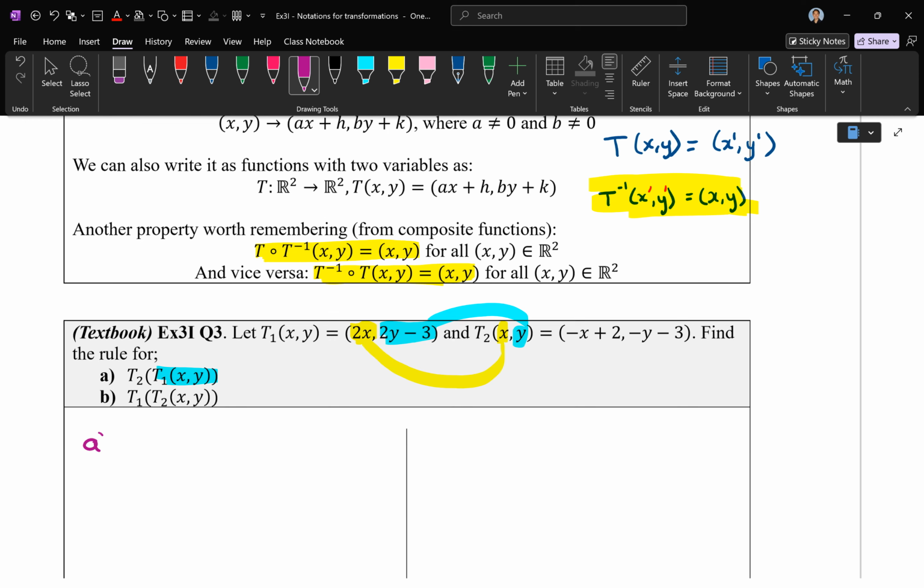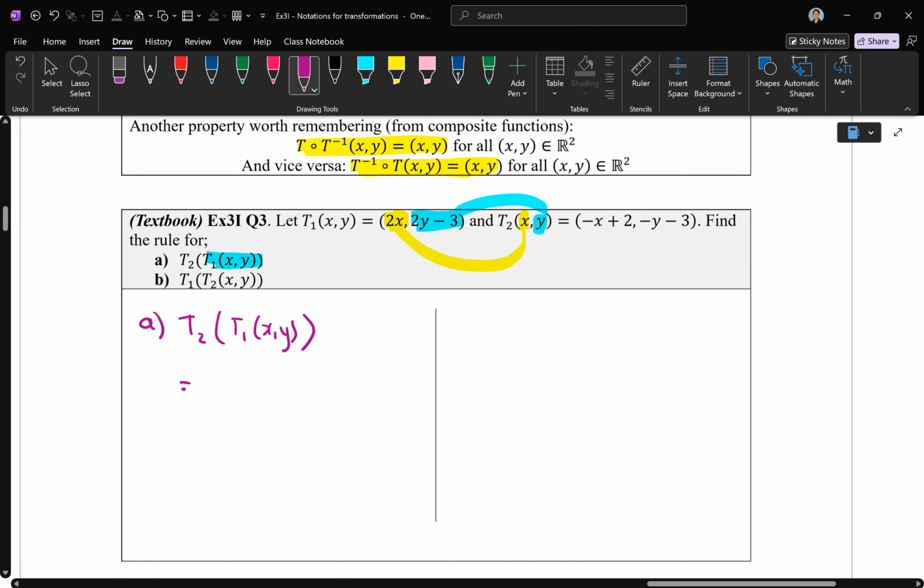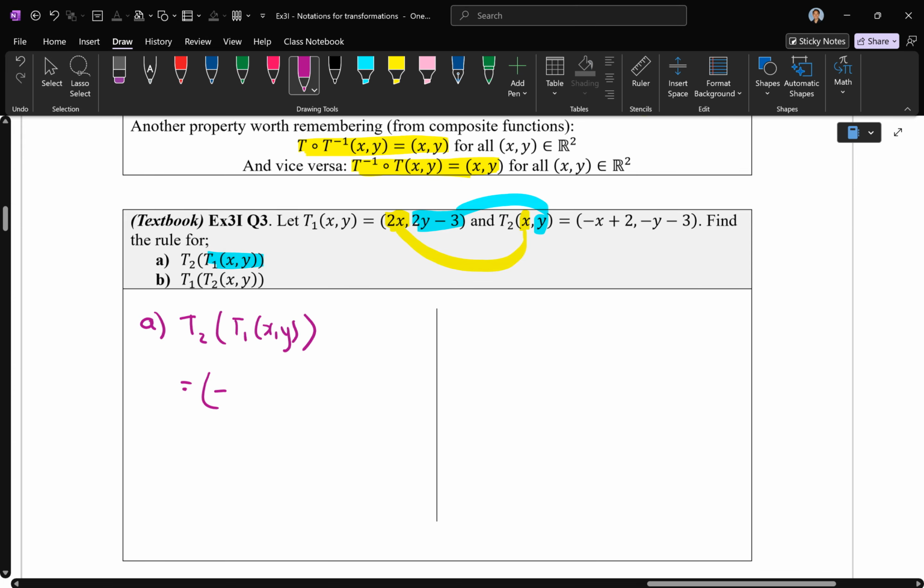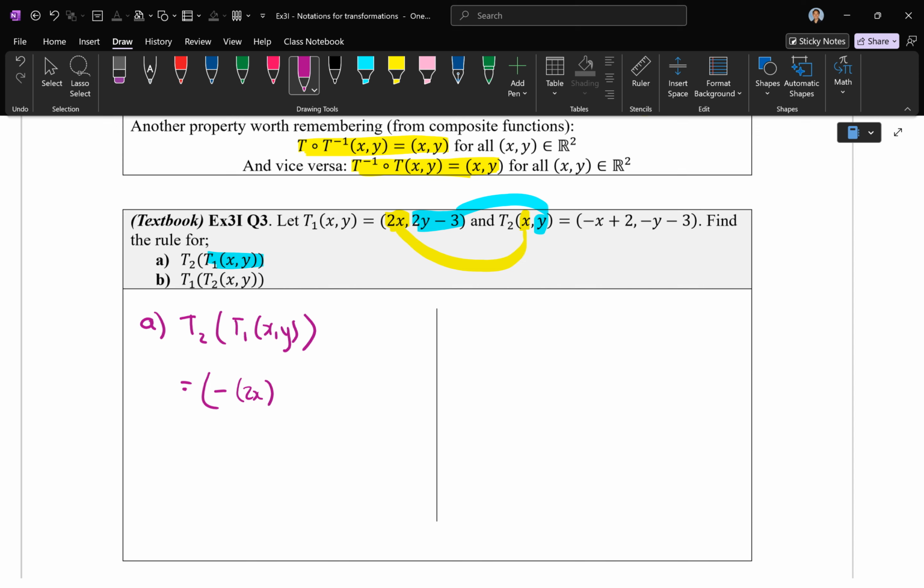If I did the first one, A, T2 of T1 of xy coordinate is equivalent to you saying, I'm going to replace that x with 2x. So it's negative of 2x plus 2. I'm going to take the y coordinates here and I substitute into T2. So then that means this now becomes negative of 2y minus 3 minus 3. See what I'm doing there? I'm just literally replacing the y coordinates and the x coordinates. That's all I'm doing.